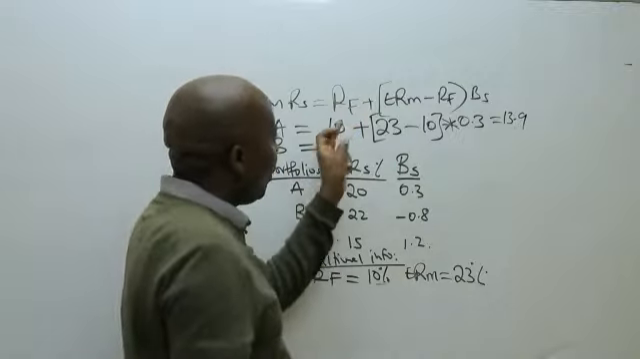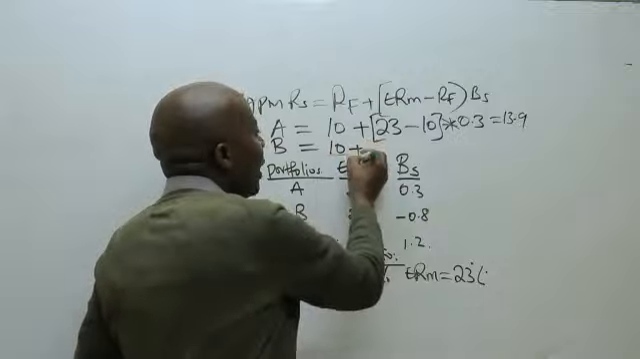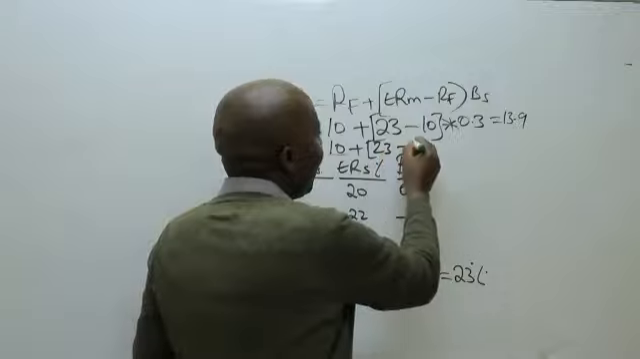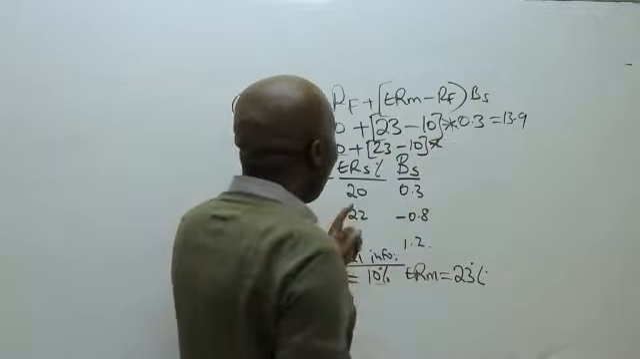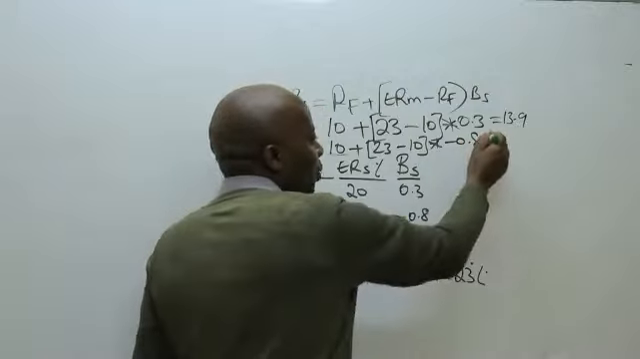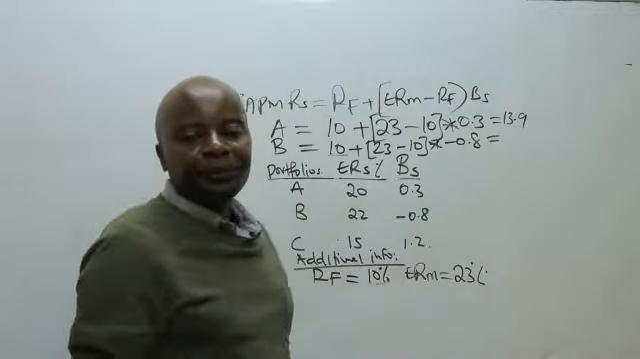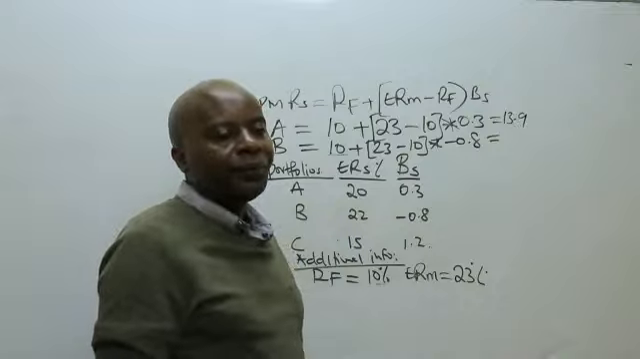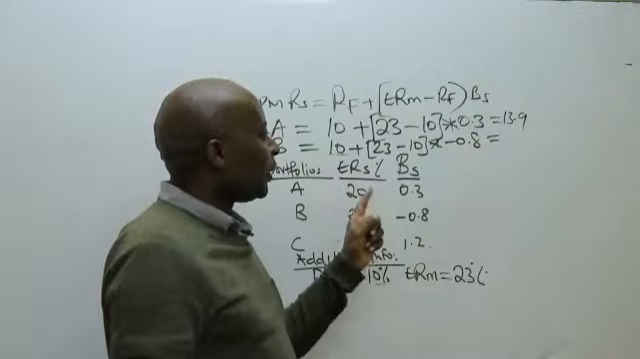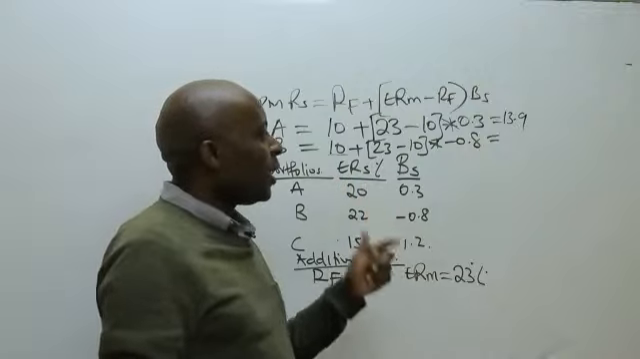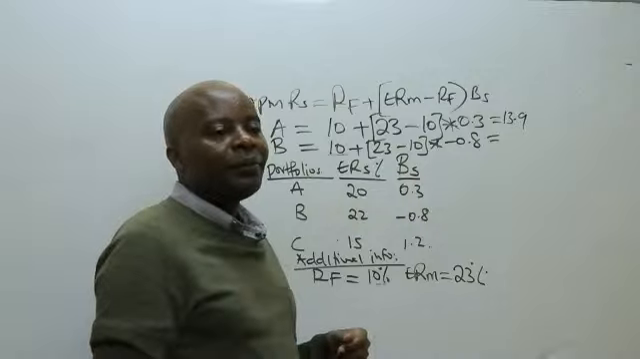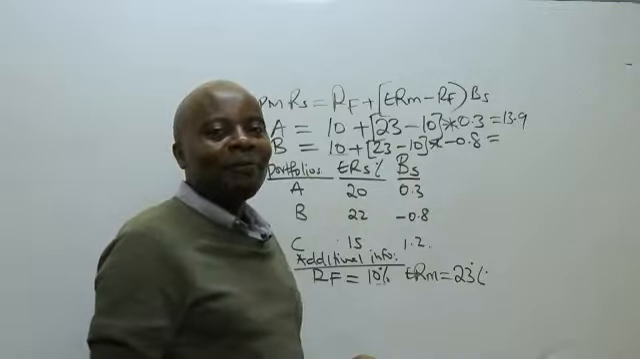CAPM returns of B, we are following this model. The risk-free is 10 plus, in brackets, the expected returns of the market, which is 23, minus 10, multiplied by the beta of B, which is negative 0.8, given here. So this will be equal to what, ladies and gentlemen? 10 plus, open brackets, 23 minus 10, close, times negative 0.8. Please give us an answer.